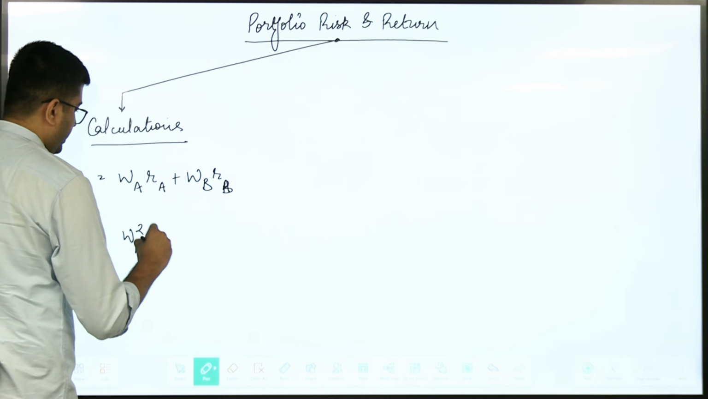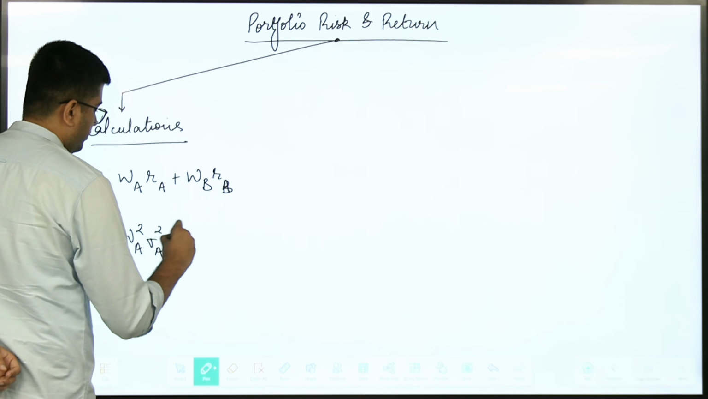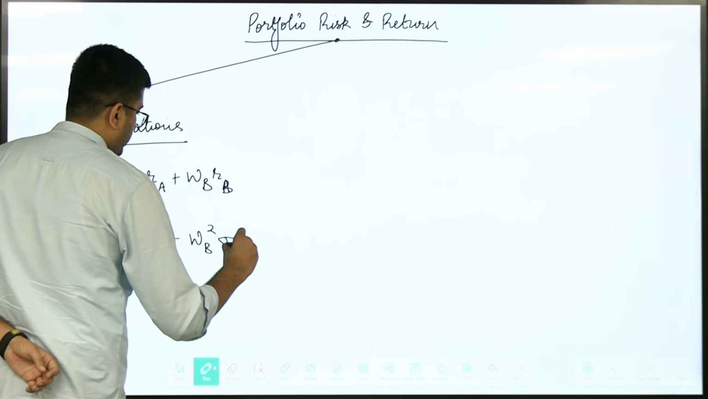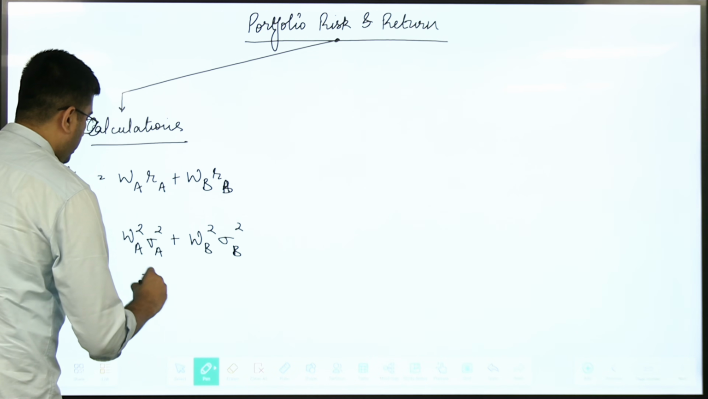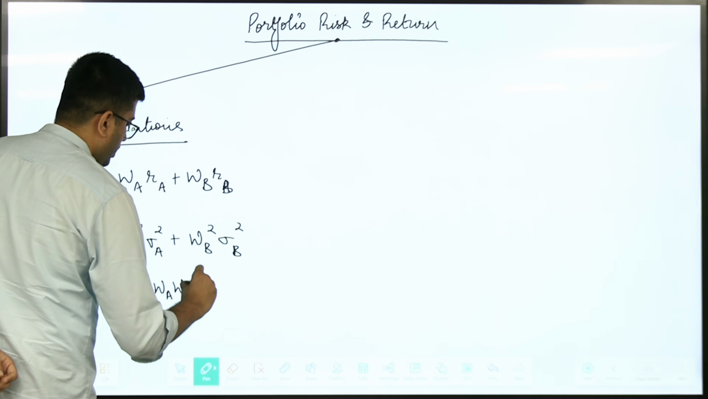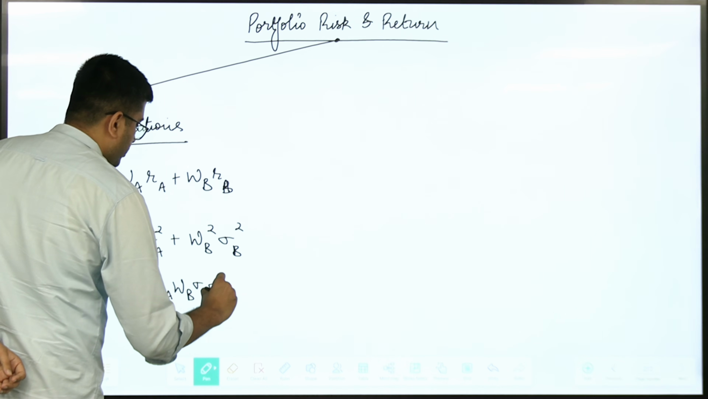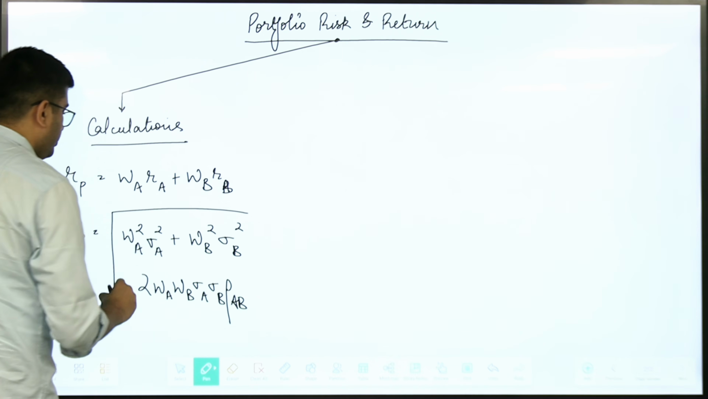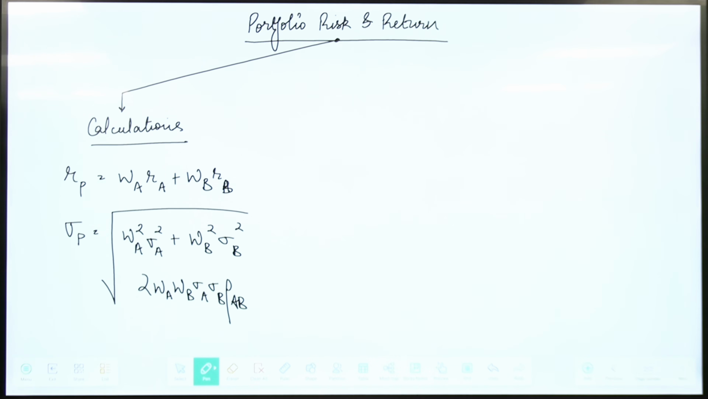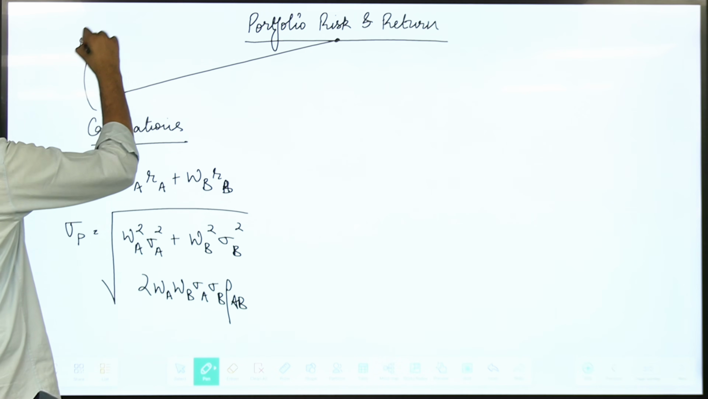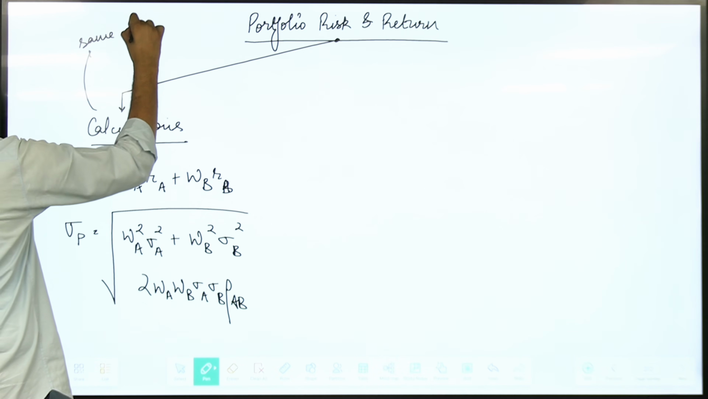is weight of A square, risk of A square, weight of B square, risk of B square, and twice weight A, weight B, risk of A, risk of B, and this last symbol, this is correlation of AB. Now, this entire section is same as quants.